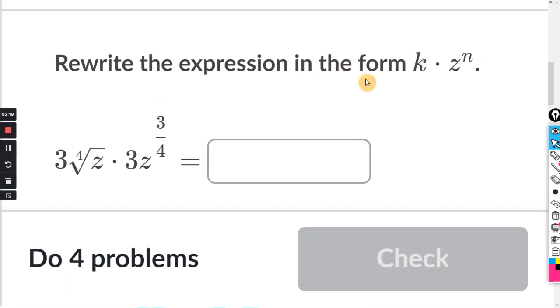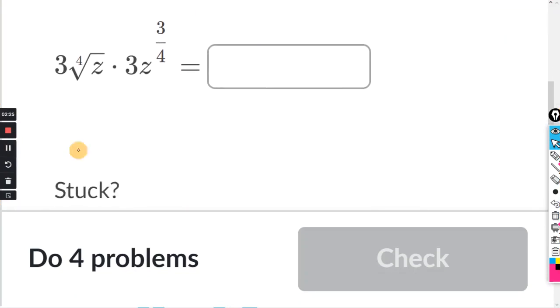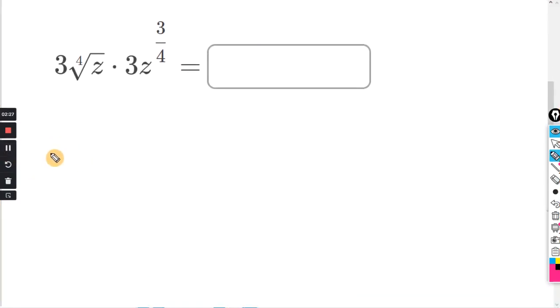Again, rewrite the expression in the form of a constant times z to the n. Before I multiply anything, I am going to convert. This is the 4th root of z. So we have our 3, and we have our z, and the equivalent exponent of the 4th root of z is going to be z to the 1/4. And that's times 3, z to the positive 3/4.